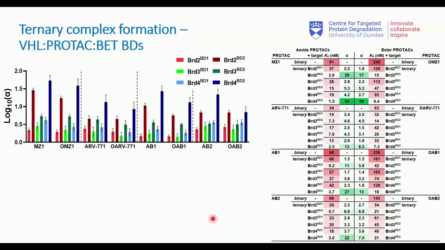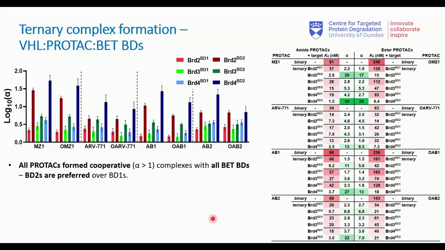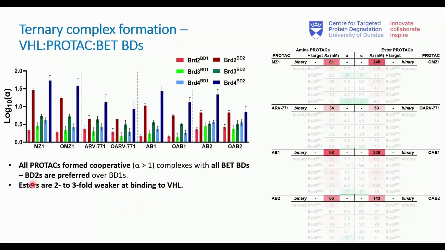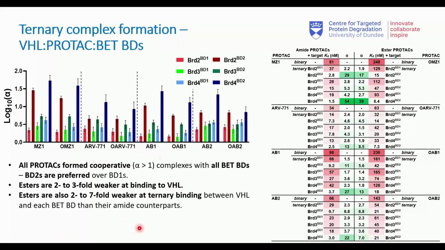So just to complete the set, we wanted to analyze the whole BET protein bromodomain series. That's 48 combinations, so we executed a lot of FP analysis, and you can see that all PROTACs formed cooperative complexes with all bromodomains, and the second bromodomain is preferred over the first. Esters are weaker at binding to VHL than their respective amide counterparts, and they're also a lot weaker at ternary binding between VHL and the individual BET proteins.